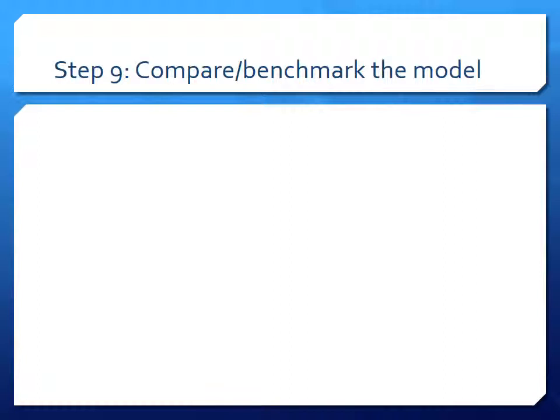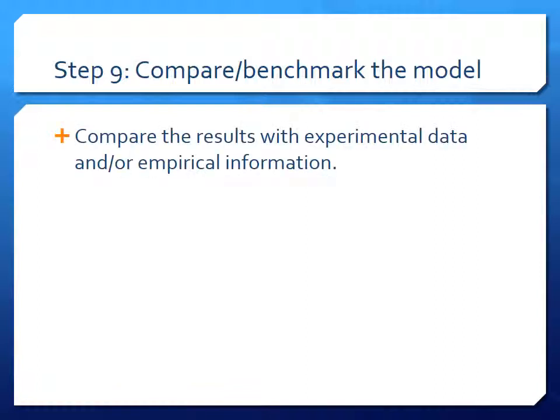The next step then is to compare, if there's any data out there, to benchmark the model, and the idea is to compare the results with any sort of experimental data or empirical information. In the case of body weight, for example, if you have data on the daily body weight of an individual, then you can go back and say, well, the model compares favorably with the measured data. So that's again a sanity check. It's not a foolproof check, but it's a sanity check.